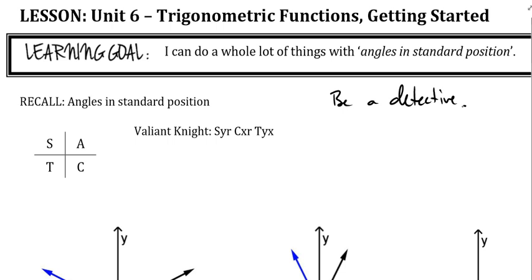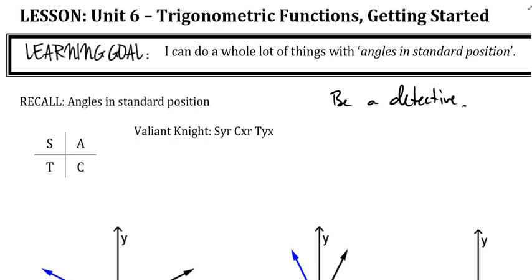We just spent several units, polynomials and rational functions, doing things that are very algorithmic. There's a process to it. Step one, step two, step three, step four, step five, then you get your answer. No thinking required. You're just like a robot doing the same thing over and over again. Trigonometry, angles in standard position, is not really like that. You have to get a little bit of information from here, a little bit from here, a little bit from here. You need to understand the context of what you're looking at in the bigger picture.